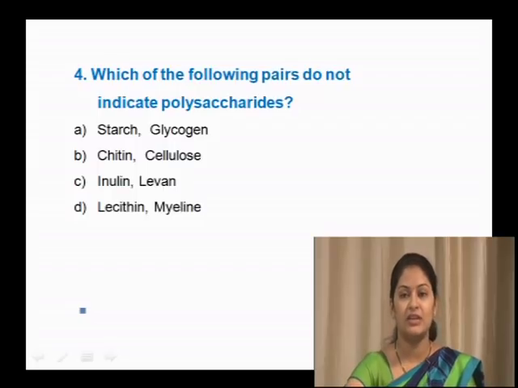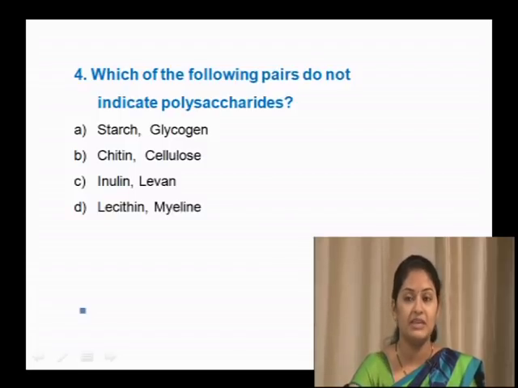Just remember, starch and glycogen are the storage polysaccharides found in plants and animals respectively. Option B, chitin and cellulose, are referred to as the structural polysaccharides which build up the cell wall of a specific organism. Chitin can be found either in fungi or in insects, and cellulose is the cell wall material of plants. Third one is inulin and levan. These are the polysaccharides derived from fructose.